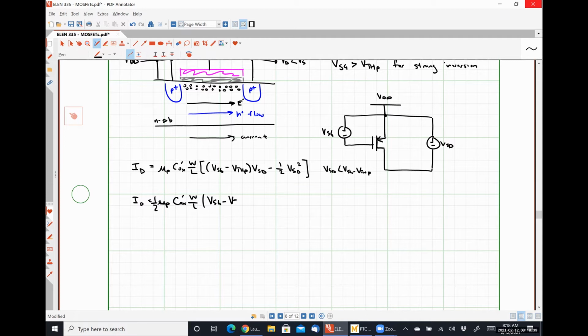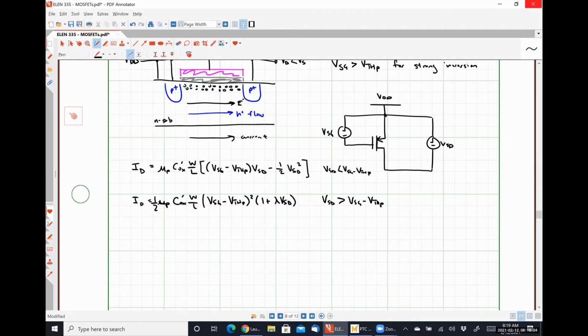VSG minus VTHP quantity squared times 1 plus lambda VSD, for VSD greater than VSG minus VTHP. Those are our Pmos equations.